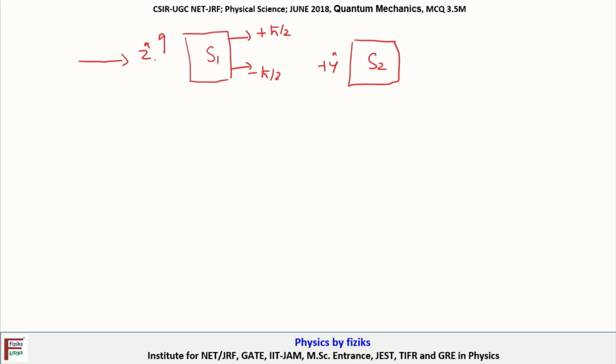Since the question is saying only the positive direction is emerging out, there would be no transmission along this line. So we would be getting this h cross by 2. Now this h cross by 2 is again passed on apparatus S2 having direction along Y. In general this would have given a minus h cross by 2 and this would have given positive h cross by 2. The question is saying only a spin along positive direction would emerge from the apparatus.